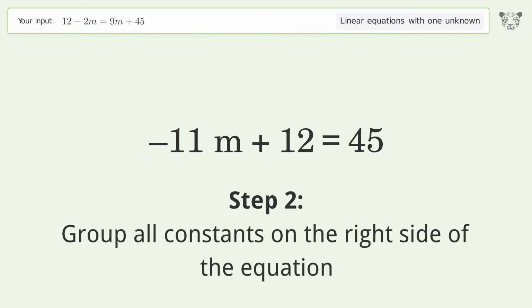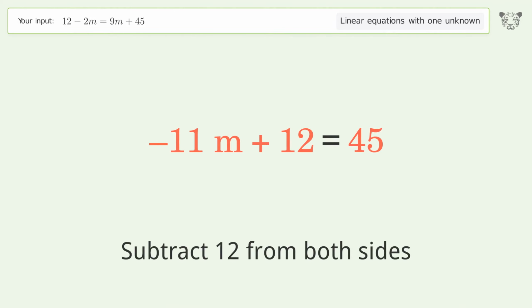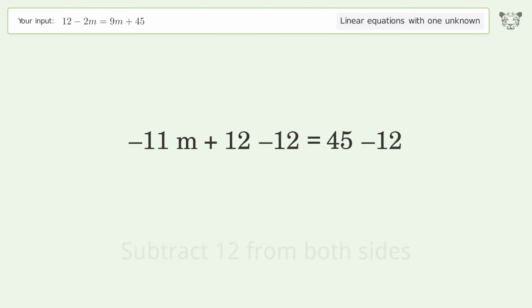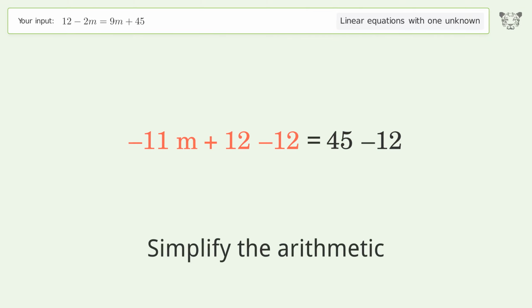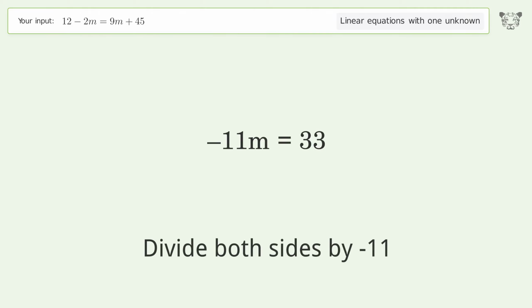Group all constants on the right side of the equation. Subtract 12 from both sides. Simplify the arithmetic. Isolate the m. Divide both sides by -11.